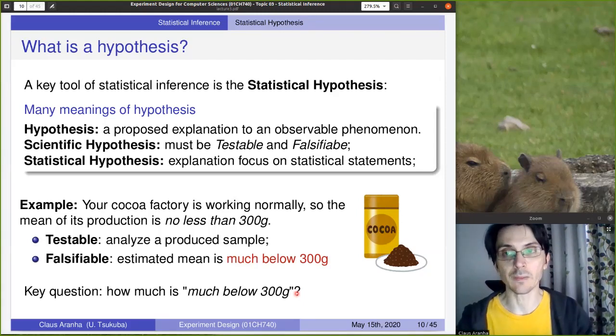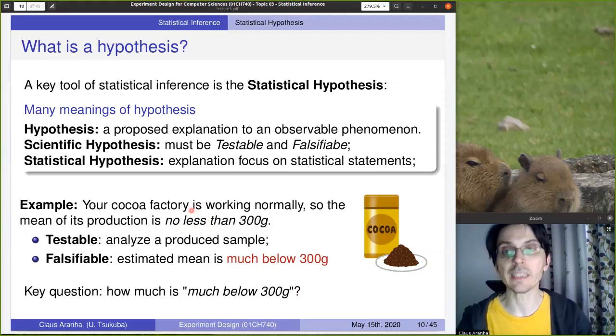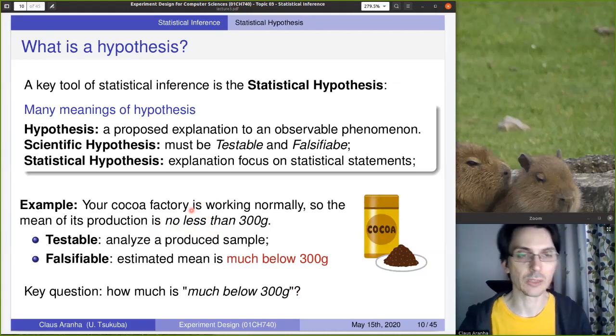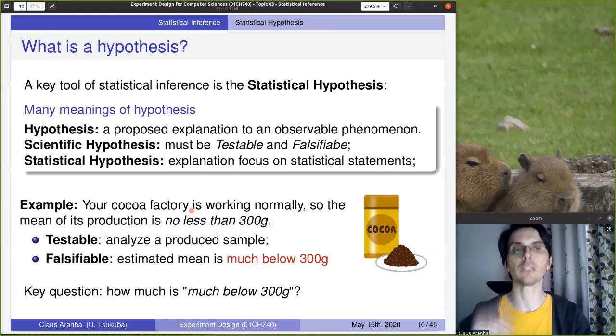And when we're talking more specifically of a statistical hypothesis, it's a scientific hypothesis that focuses on statistical elements, on properties, on parameters of the population that we're studying. So going back to the cocoa factory example, we can say that we have a hypothesis that the cocoa factory is working normally. So the mean of the production is no less than 300 grams. That's our hypothesis. The cocoa factory is working without a problem, and the mean every time I take a sample is 300 grams.